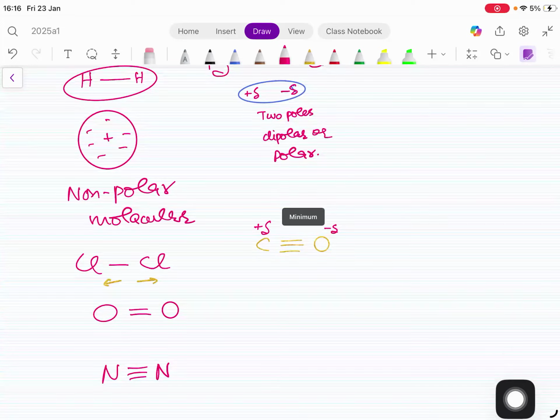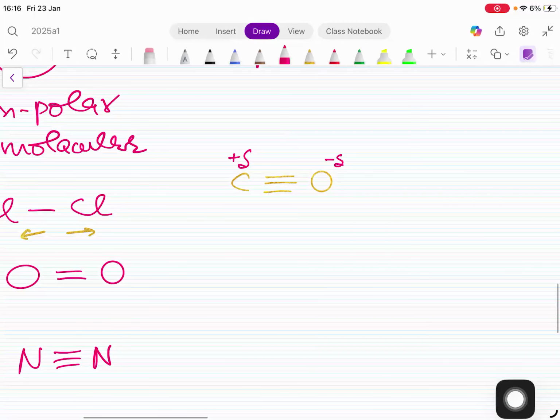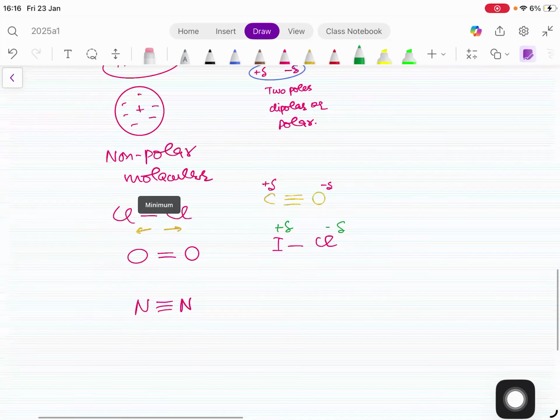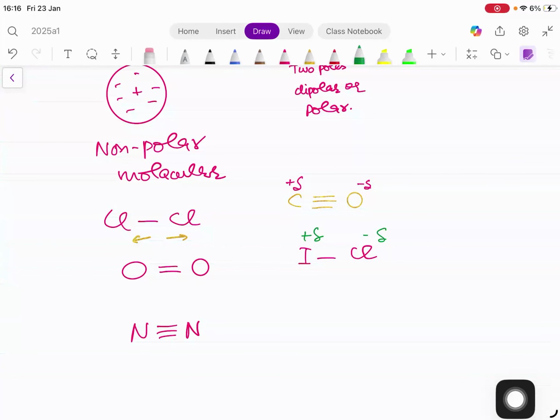Okay. Similarly, take for example ICl: iodine is less electronegative, Cl is more electronegative. So the molecule of ICl is polar again, right? In diatomic molecules, that's pretty much straightforward. In a diatomic molecule, if two similar atoms are there, it's non-polar. If two different atoms are there, the molecule is definitely polar. But this is for the case of diatomic.